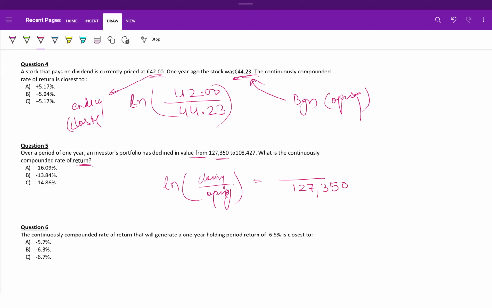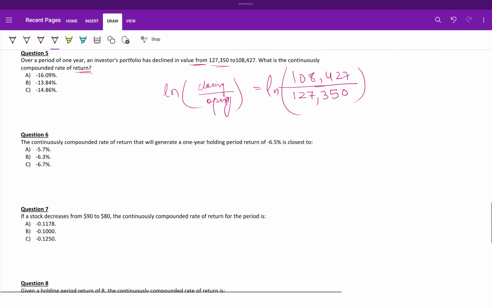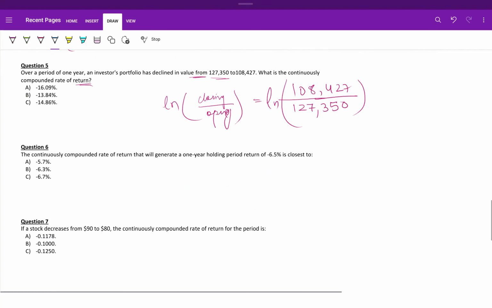So 108 divided by 127, log. And the result will give you the answer. You can try using the calculator, and this will be very effective for you to learn calculator functions also. Now let's go to question number six.